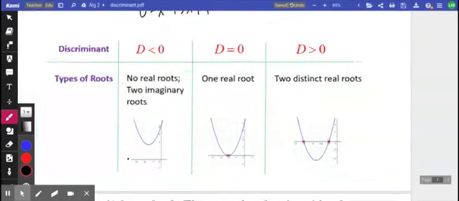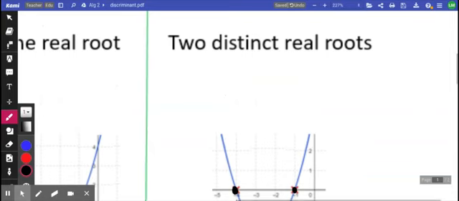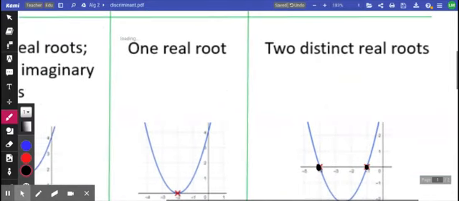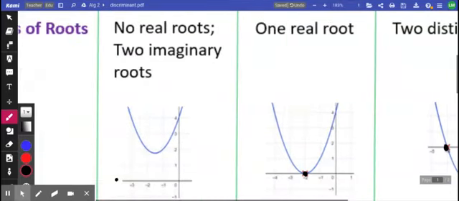So 3 different options here. We could have where it crosses that x-axis at 2 spots, where we have 2 real solutions. We could have where it just comes down and touches it real quick at 1 spot. Or we could have imaginary solutions, and these are represented where the graph does not intersect with that x-axis. So that's where those imaginary solutions come from. Okay, so those are my 3 options.